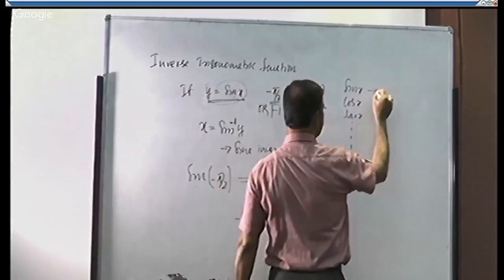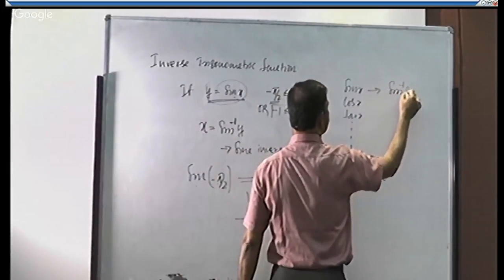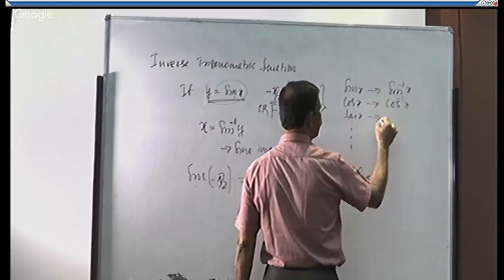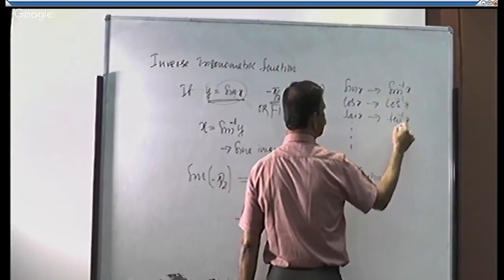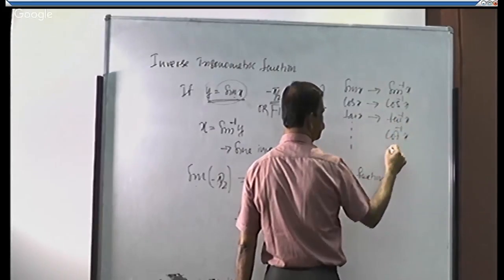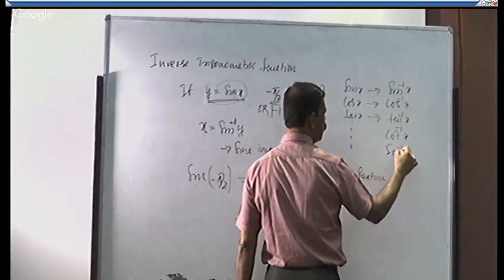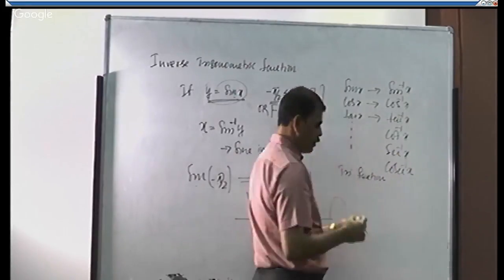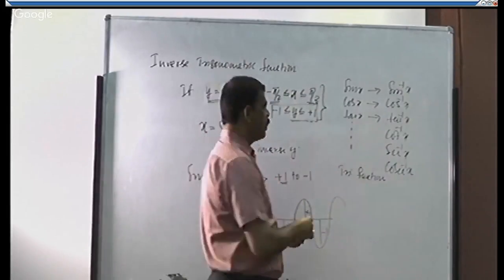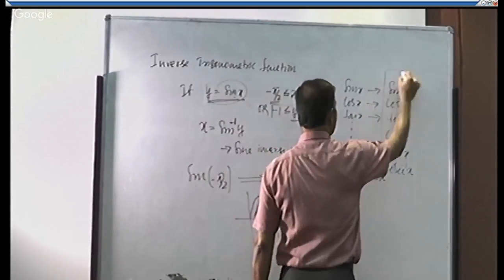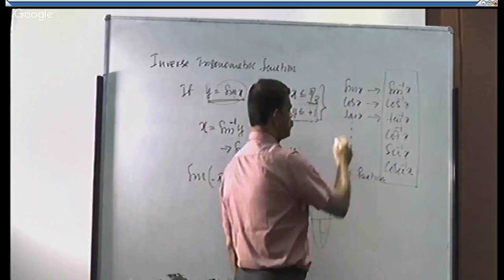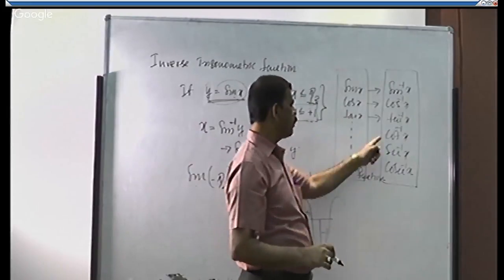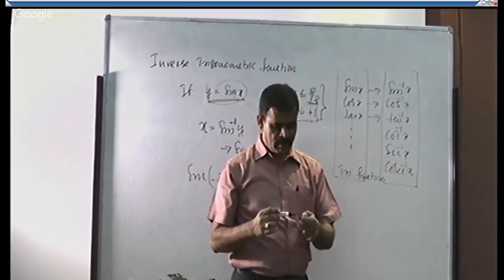It is the inverse trigonometric function. For sin x, we will write sin inverse x. For cos, we will write cos inverse x. For tan, we will write tan inverse x. For cot, we will write cot inverse x. For secant, we will write secant inverse x. Similarly, for cosecant, we will write cosecant inverse x. These are the inverse trigonometric functions. Just as we call the others trigonometric functions, in the same way we will call these inverse trigonometric functions.